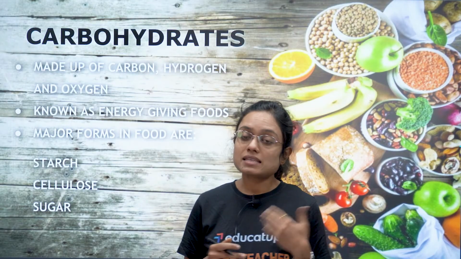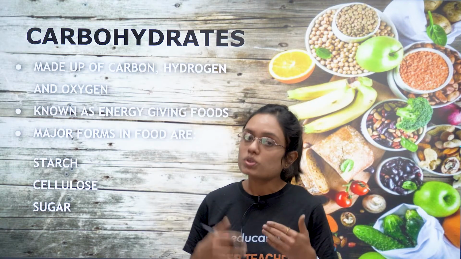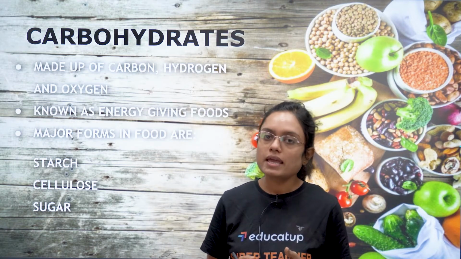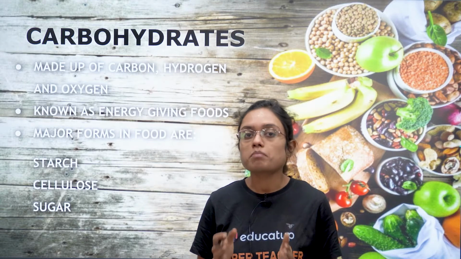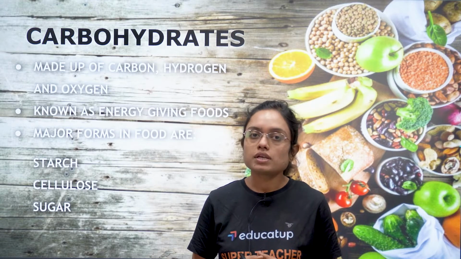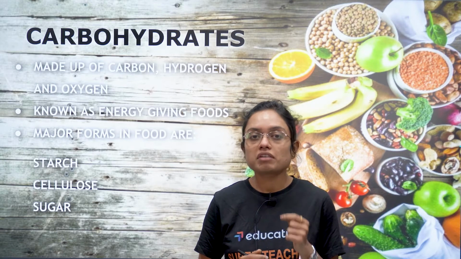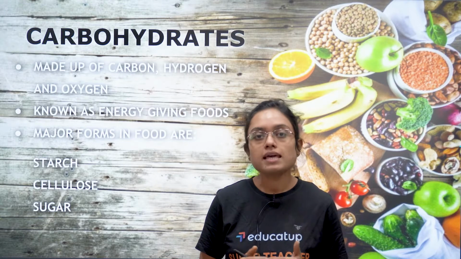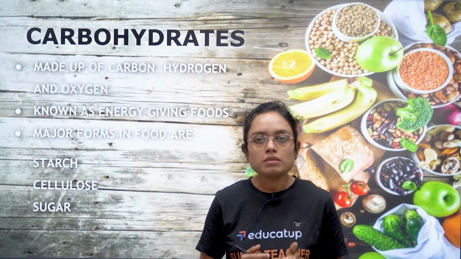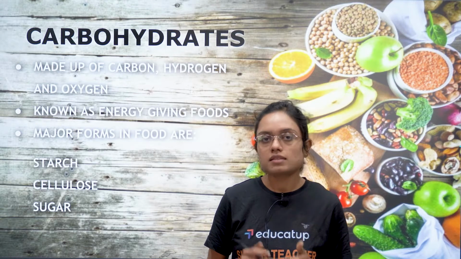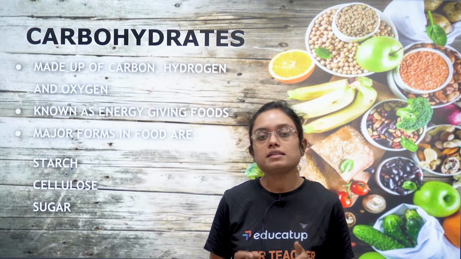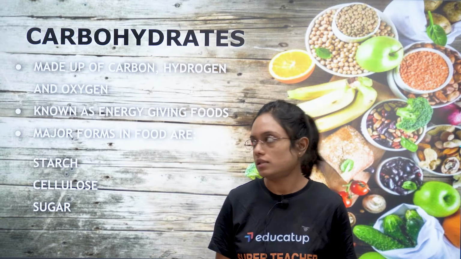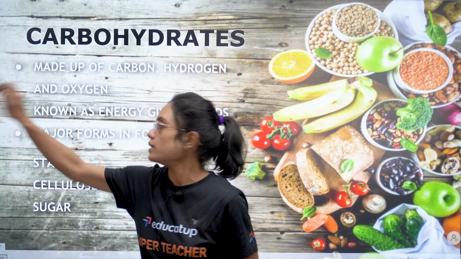Now carbohydrates, as the name suggests, are something which is made up of carbon, hydrogen and oxygen, the 3 most important non-metals. Carbohydrates are also known as energy-giving food because they provide us with a lot of energy. Now, carbohydrate is majorly found in 3 forms in our food items, that is starch, cellulose and sugar. In human beings, the first and the third form, that is starch and sugar, are easily digested, absorbed and assimilated. Now let's understand them in a little detail.